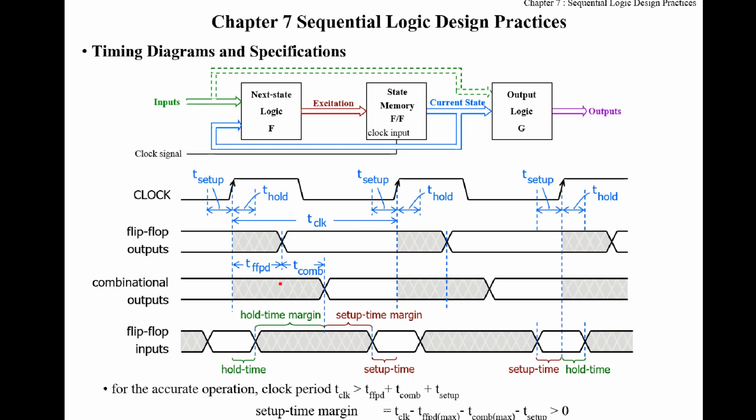So that means the period of the clock for the maximum frequency should be greater than this flip-flop propagation delay plus the combinational circuit delay of next state logic F, and the signal should be available at least the setup time before the clock tick, per this relation, to make sure that the circuit will operate normally.